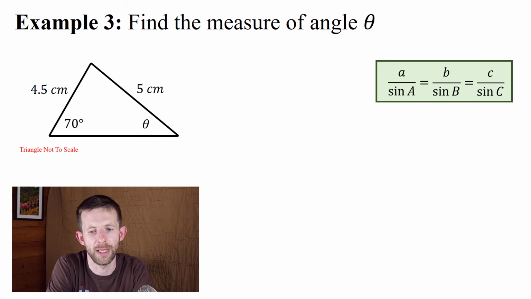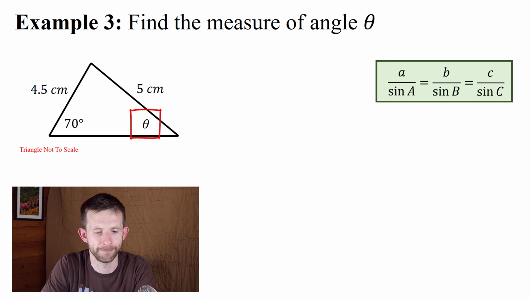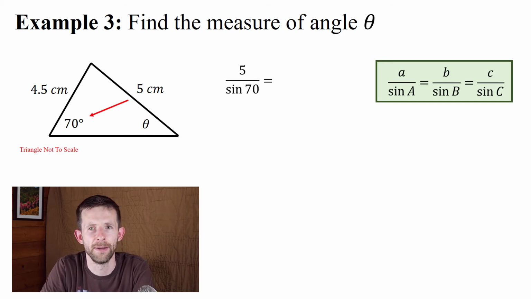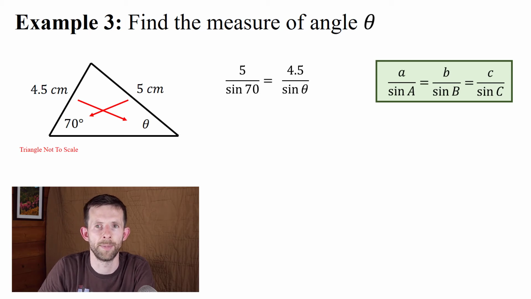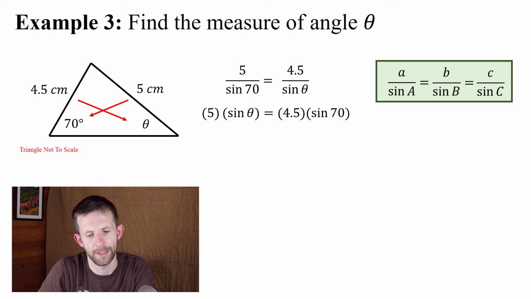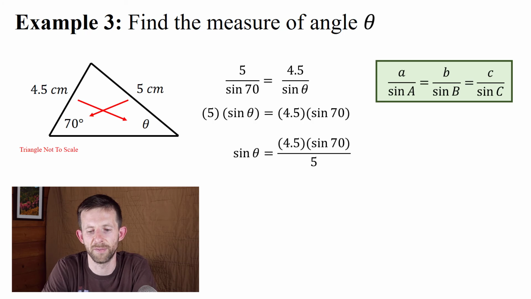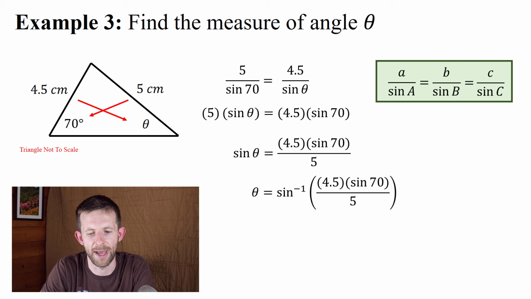For the third example, I want to find the measure of angle theta. Again, 5 over sine of 70. I've got my pair of side and angle, and that is going to be equal to 4.5 divided by the sine of theta. I'm going to cross multiply, and I'm going to get sine of theta by itself, dividing both sides by 5. So sine of theta is 4.5 times the sine of 70 divided by 5. And now to get theta by itself, I just take the inverse sine of both sides.